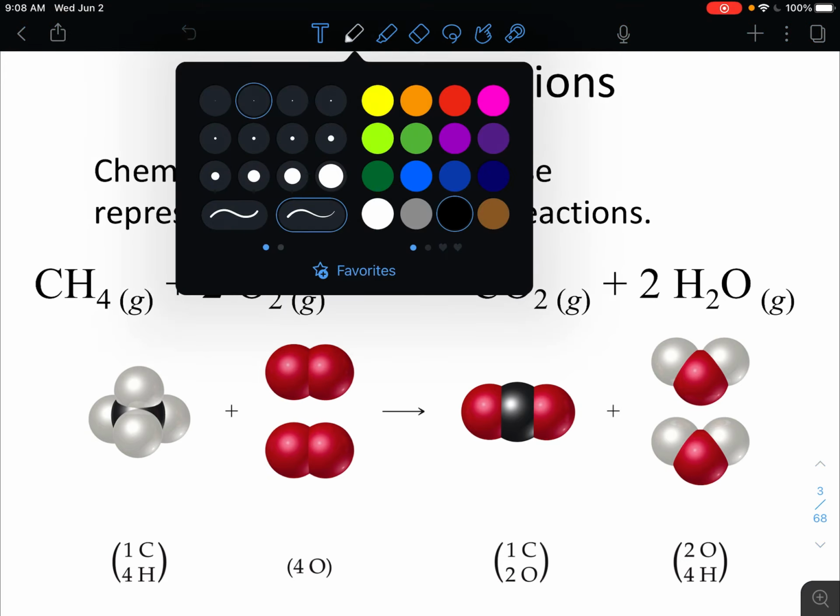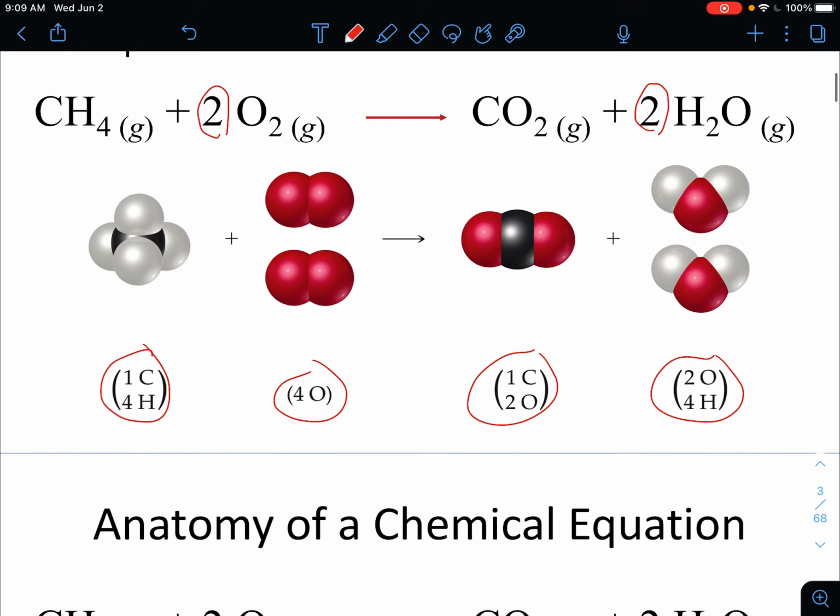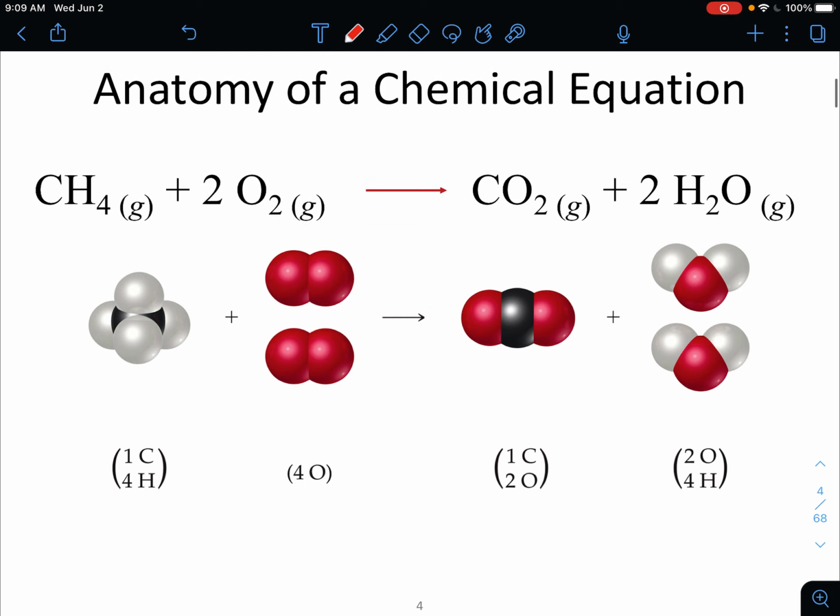You can see down below here, we just have the numbers of atoms of each type for each species, taking into consideration this coefficient in front of the oxygen molecule to tell us that we have 2 of those. Same for the water molecule, telling us that we have 2 of those. But altogether, if we look through our balanced equation, there's 1 carbon on each side, 4 hydrogens on each side, and 4 oxygens total on each side. Some of the terminology that we want to make sure we're feeling confident with, we'll take a look at in just a second here.